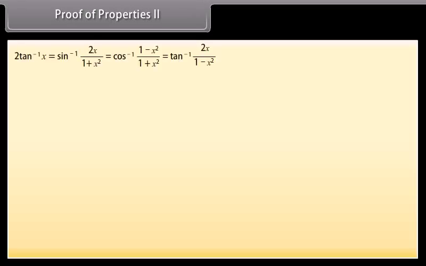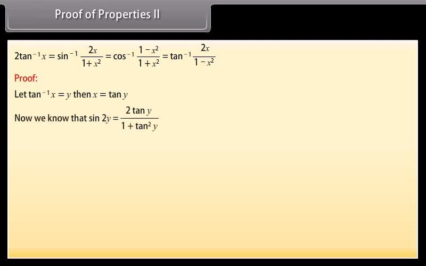Proof of properties 2. 2 tan inverse x is equal to sine inverse of 2x by 1 plus x square, which is equal to cos inverse of 1 minus x square by 1 plus x square, which is equal to tan inverse of 2x by 1 minus x square. Proof. Let tan inverse x be equal to y, then x is equal to tan y.